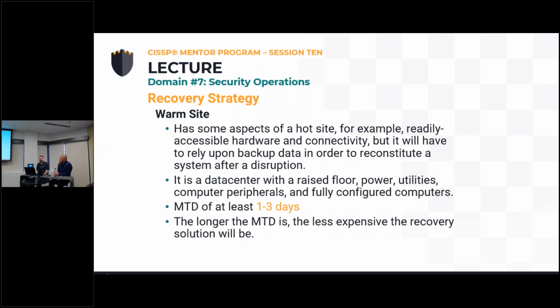Next, a warm site. So warm site is 1 to 3 days. You might have a lot of the stuff there, you already got all the electricity, all the utilities. You might have the systems there, but you actually have to recover from tape or recover from backup. But all the hardware is there, it's ready to go. You just have to actually configure it to bring it up. So warm site is days.